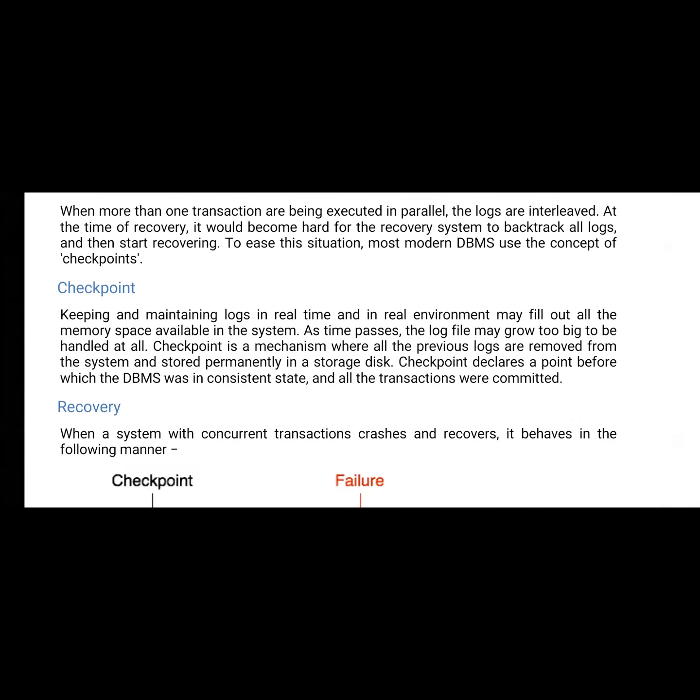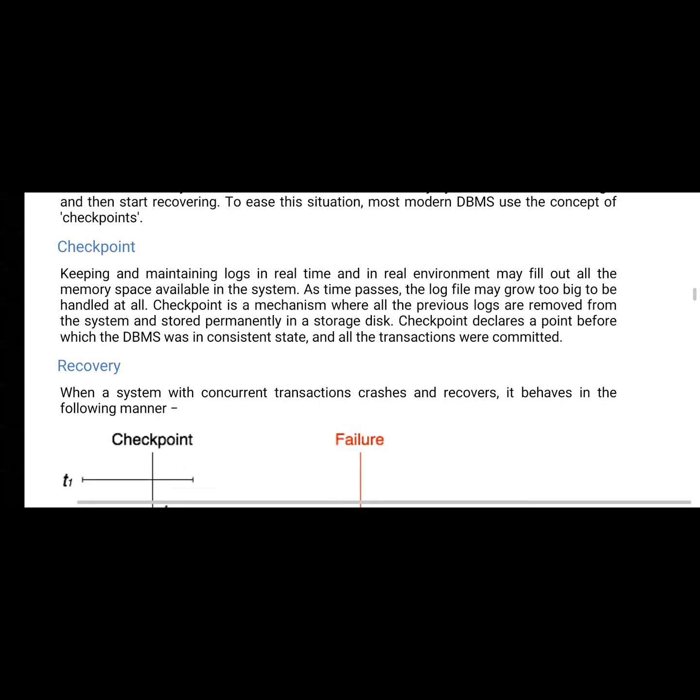What is a checkpoint? Keeping and maintaining the logs in a real environment may fill out all the memory space available in the system. As time passes, the log file may grow too big to be handled at all. A checkpoint is a mechanism where all the previous logs are removed from the system and stored permanently on the storage disk. A checkpoint declares a point before which the DBMS was in a consistent state and all the transactions were complete. So a checkpoint is nothing but a snapshot of the DBMS, and all these things are maintained in storage.